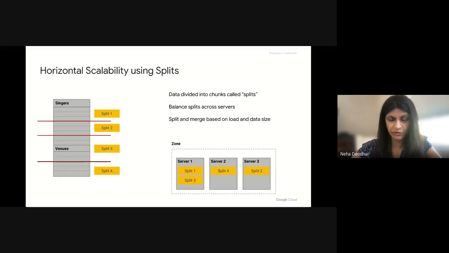Note that these splits are not static, they're dynamic. So if the load on your database increases, let's say that split 3 suddenly starts getting more data, Cloud Spanner will split that further into 2 separate splits. We also do split merging. So if there are 2 splits and you delete a lot of data, Cloud Spanner might merge them into 1 split.